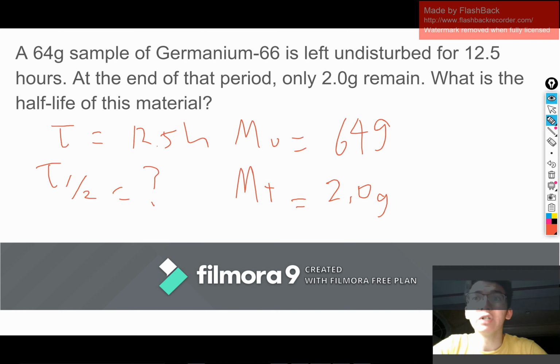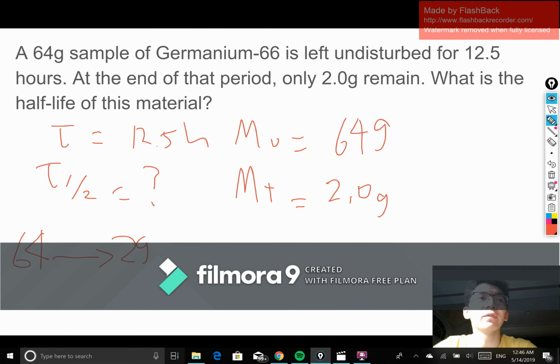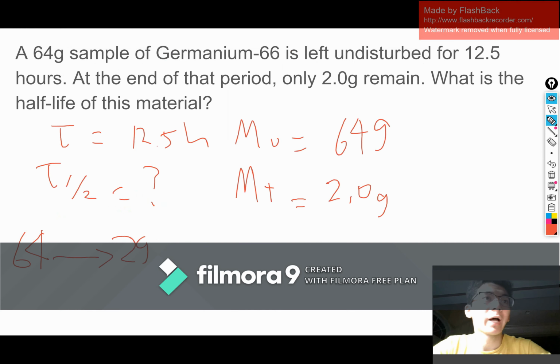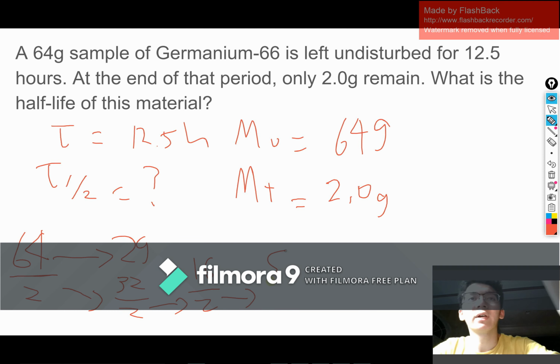Just like the previous question, we're going to have to work backwards, because we started with 64 and we want to end up with 2 grams. So how many times are we going to have to divide by 2, or go through a half-life, before we get to 2? This is pretty basic math, but we're going to go through it anyway. So 1 half-life makes 64 into 32, and then another half-life makes it 16, and then another one, we have 8.